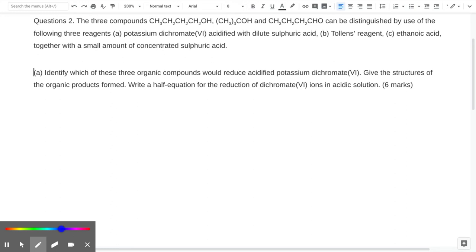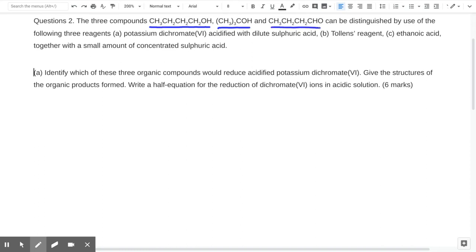Okay, so first part of question 2. Given us 3 compounds. One is butan-1-ol. One is an isomer of butanol, but is the tertiary butyl compound. And then one is straight chain butanal.